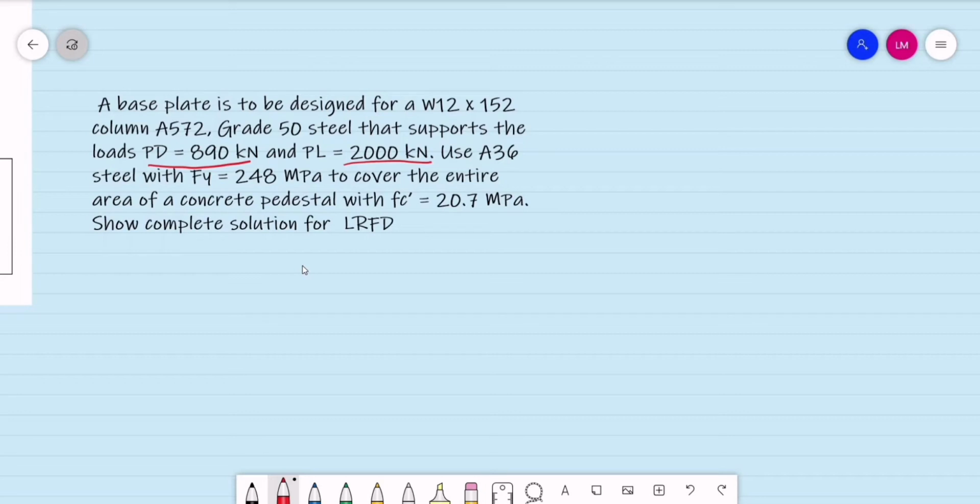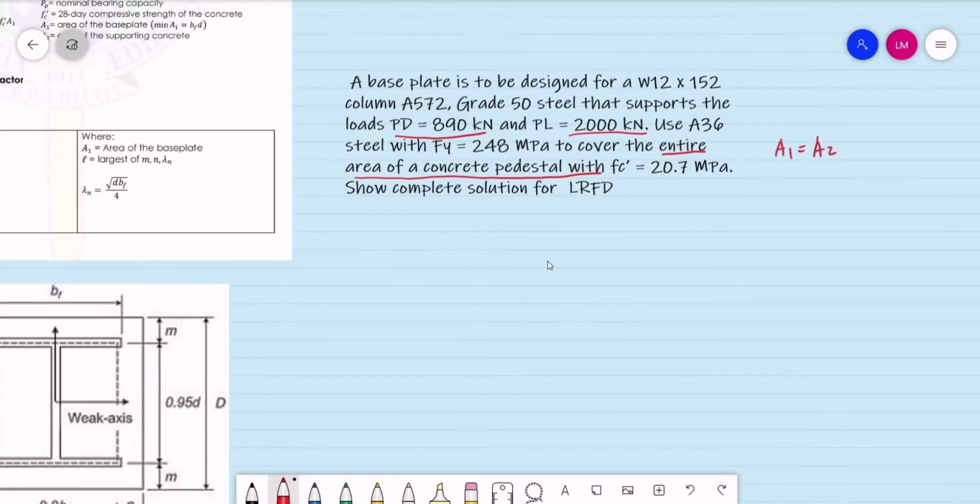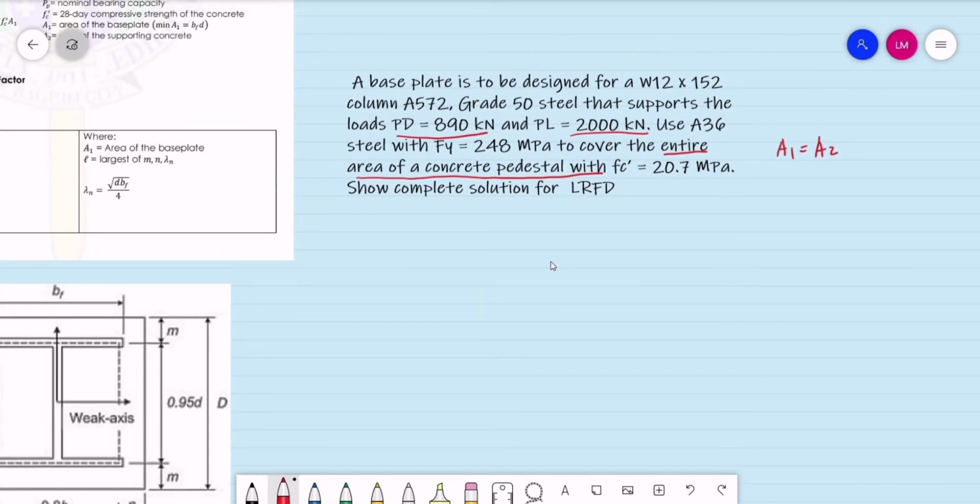So we are to use A36 steel with Fy equal to 248 megapascals to cover the entire area of concrete. If we say for the base plate to cover the entire area of the concrete pedestal, basically we have our A1 should be equal to our A2. So f'c is equal to 20.7 megapascals. Show complete solution for LRFD. So let's have first the properties of our column.